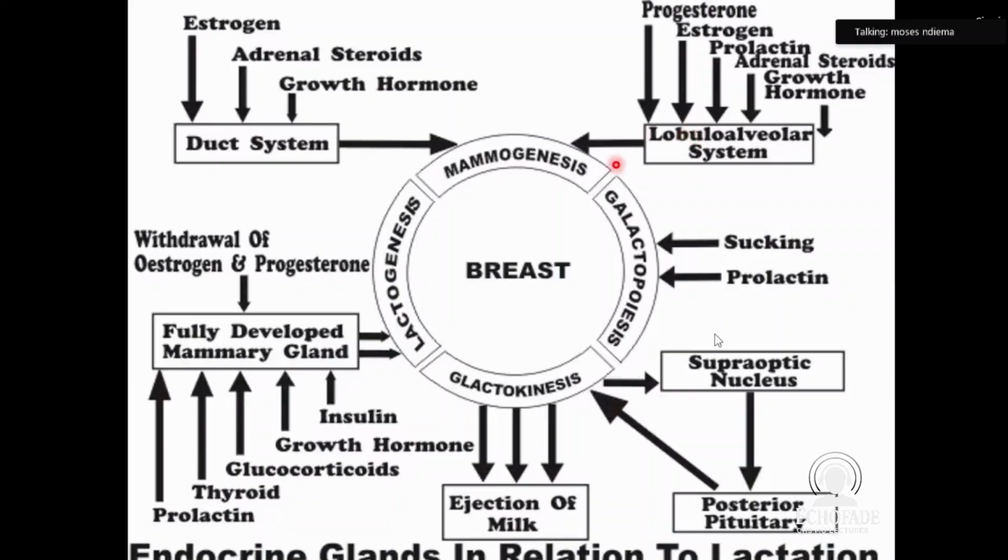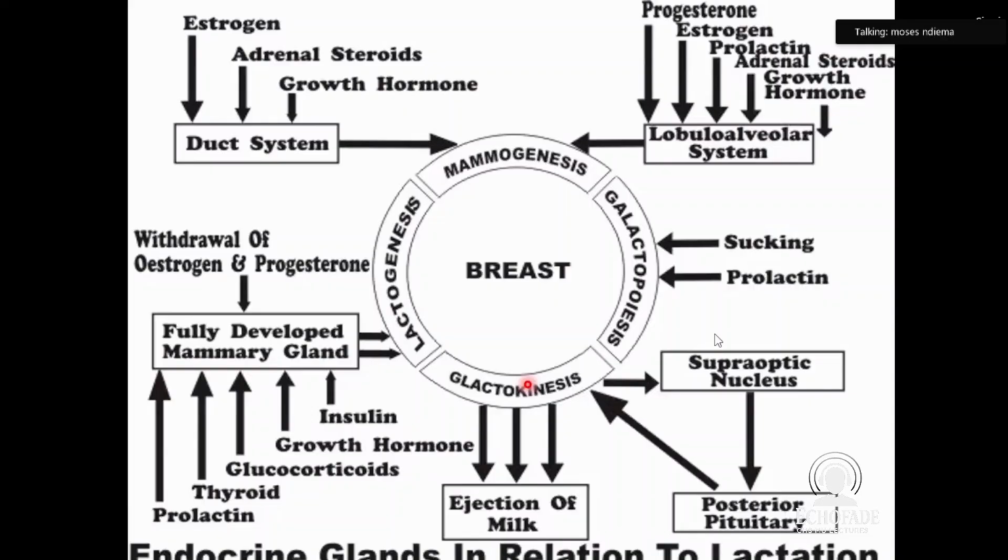Then galactopoiesis, the actual maintenance of production of milk, is by suckling. So suckling is very important, and prolactin also plays an important role in the production of milk, galactopoiesis. And then galactokinesis is where you are ejecting the milk.